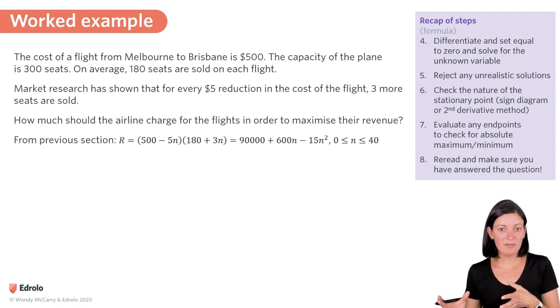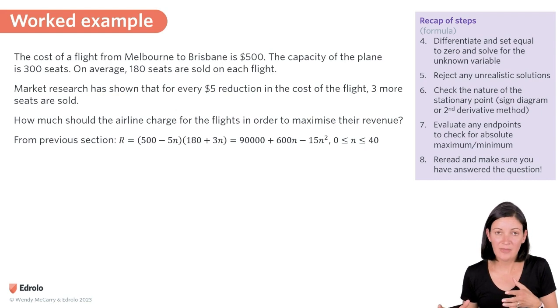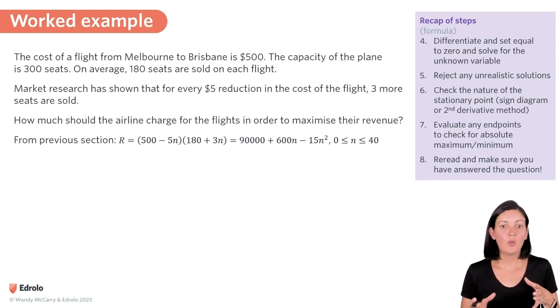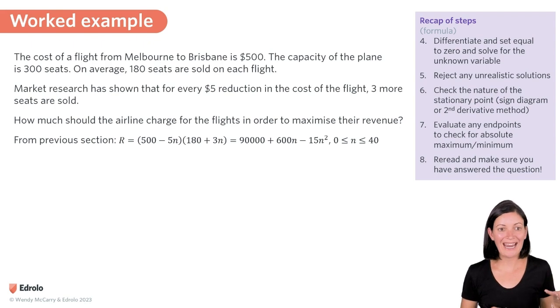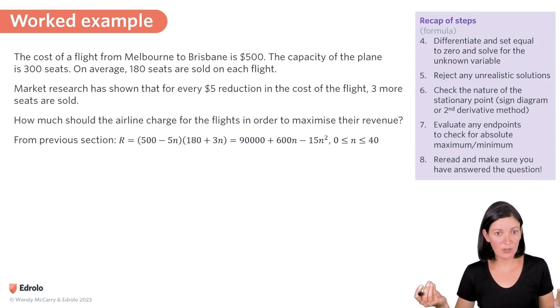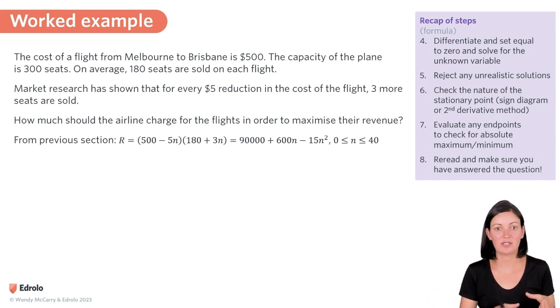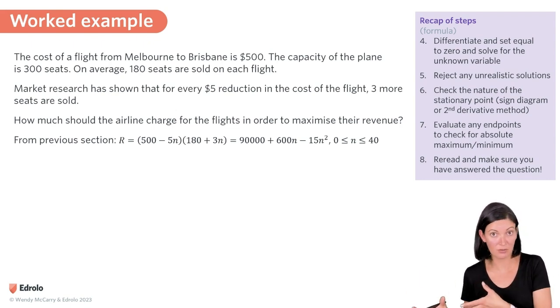Now, the maximum value for n is 40. This is because we can only sell a maximum of 300 seats. It says that the capacity of the plane is 300 seats. So if we do 180, that's our average, plus that 3n for every reduction, the maximum amount of $5 reductions we could have would be 40, because that would give us 180 plus 3 times 40, which is 300.